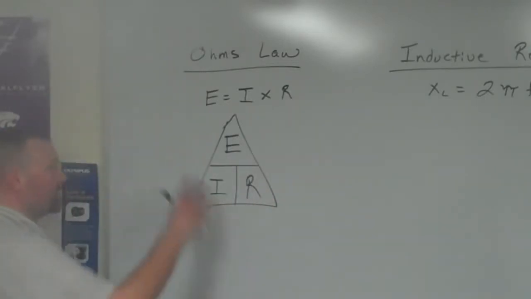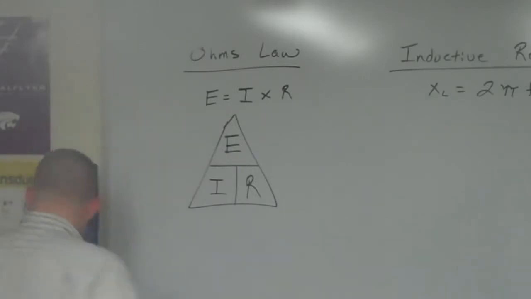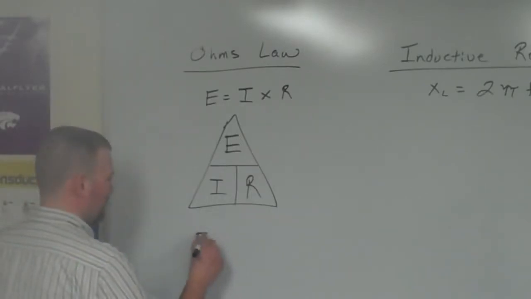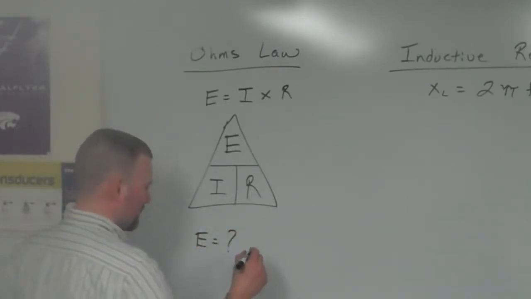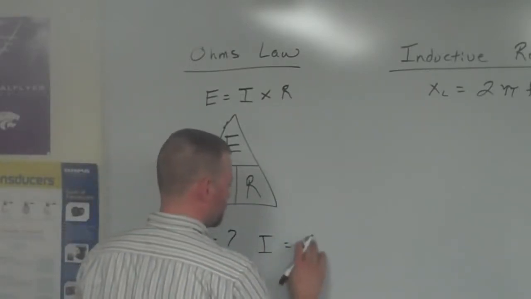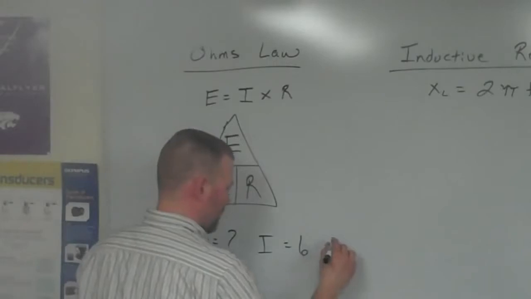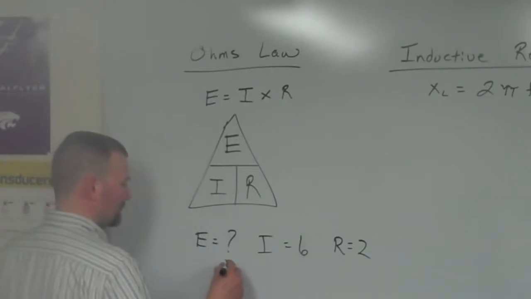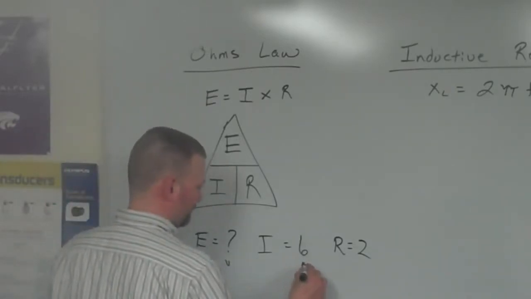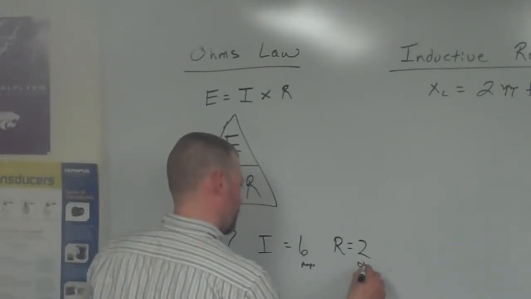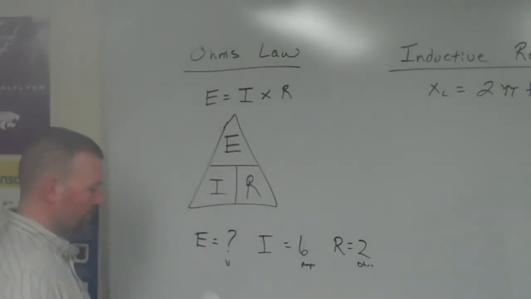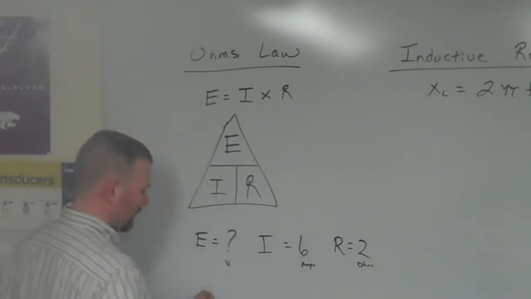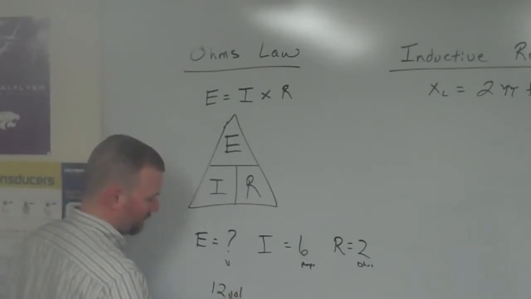Knowing what these stand for, if we were to plug in an equation here, looking at number 1 that you guys got, it is E equals blank, I equals 6, R equals 2. Each of these are units, so that's volts, that's amps, and that is ohms. So if we're looking for a volt, we have 6 amps and 2 ohms. It's going to be 6 times 2. Our voltage is going to be 12 volts.